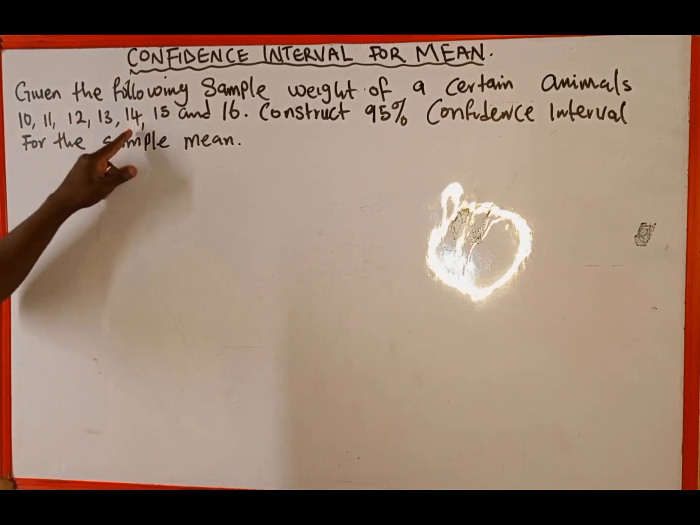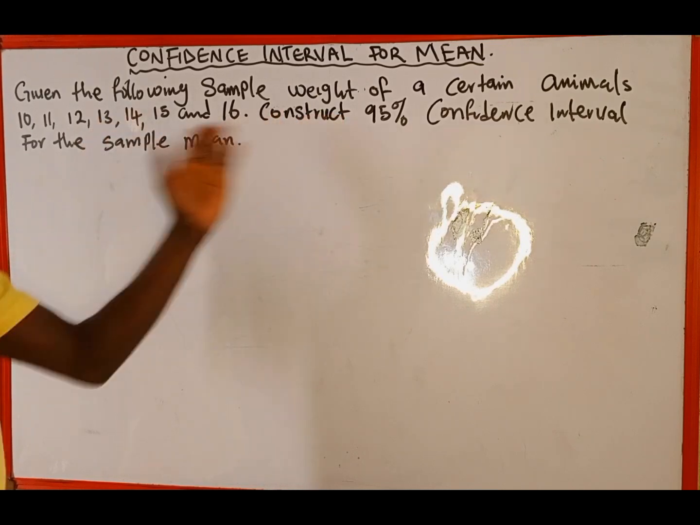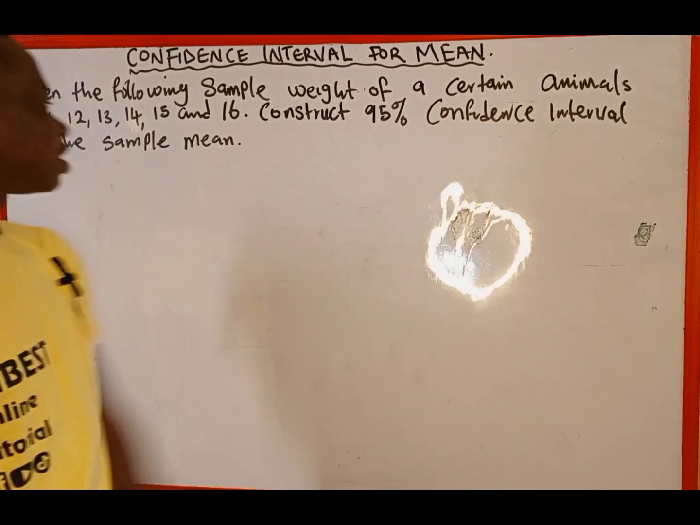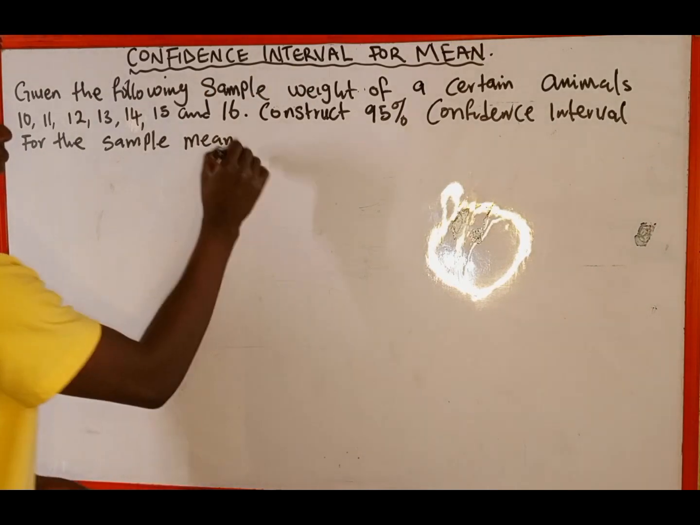So the question on the board reads: given the following sample weight of a certain animals, 10, 11, 12, 13, 14, 15, and 16. So these are the weights of a certain animals, and we are asked to construct a 95% confidence interval for the sample mean. So this is a confidence interval for mean. So let's get started. Solution.